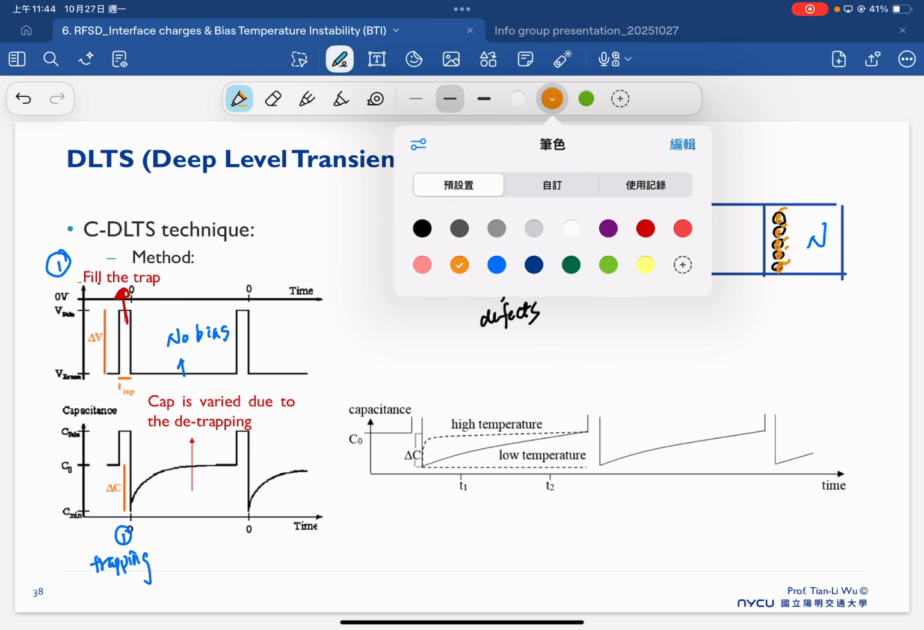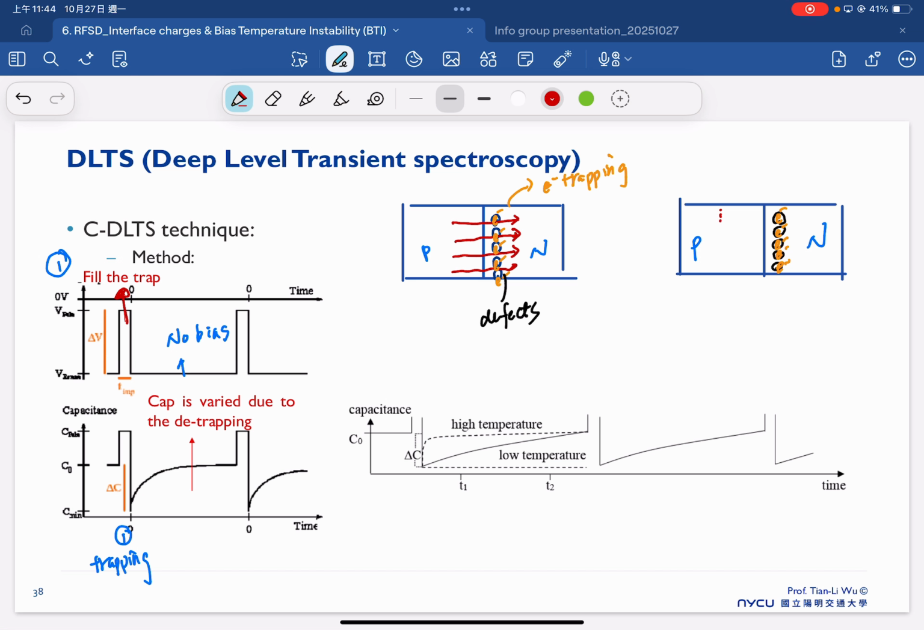So therefore you will see the depletion width here. The depletion width in the end will induce the depletion capacitance, right? But because you have additional charge inside this space charge region, your depletion width will also be influenced, and then your depletion capacitance will be influenced.